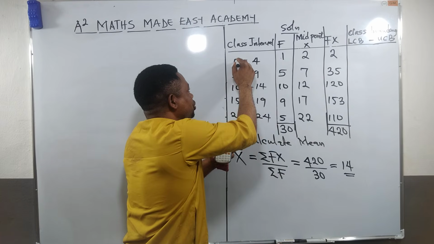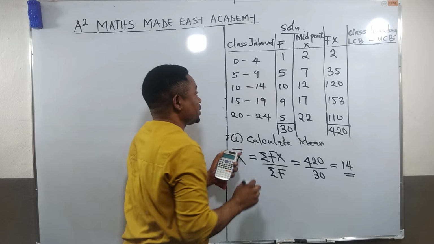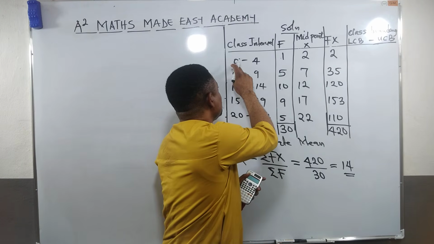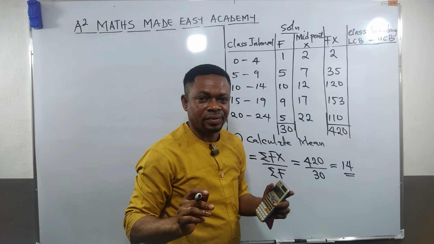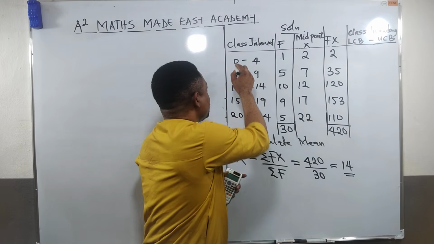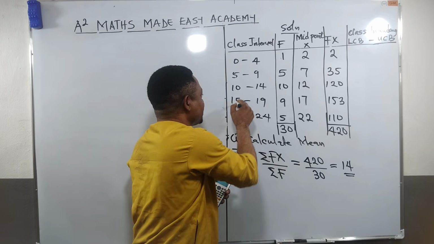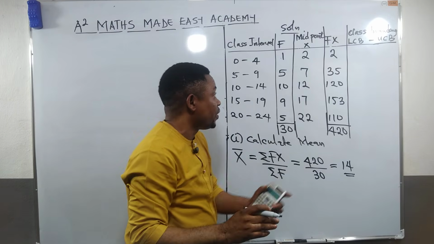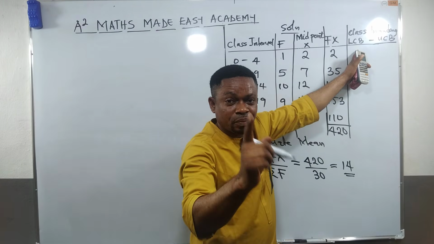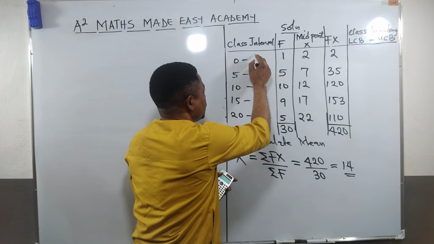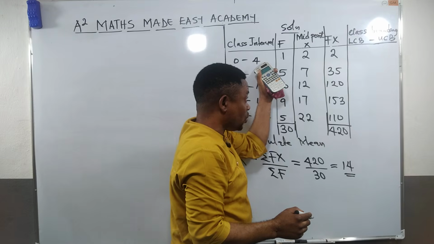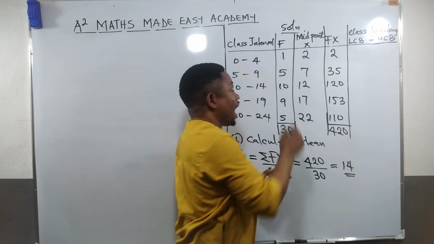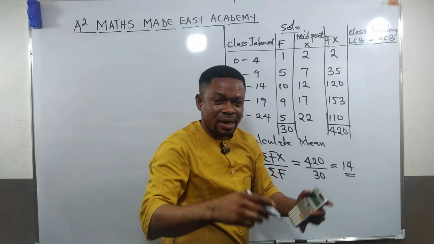Then how do we achieve the lower class interval? Listen, the rule is that you take each of the numbers and subtract 0.5. I repeat, take each of the numbers and subtract 0.5. That will give you the lower class boundary. Then we move to the upper class interval. How do we generate the upper class boundary? You always add 0.5.